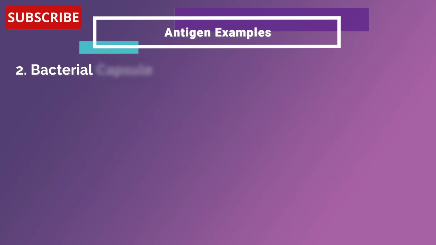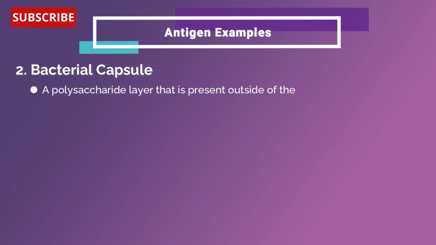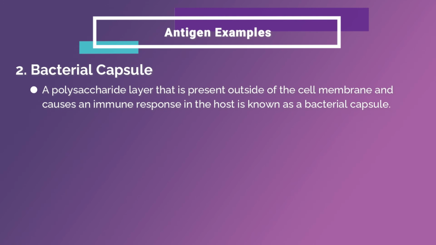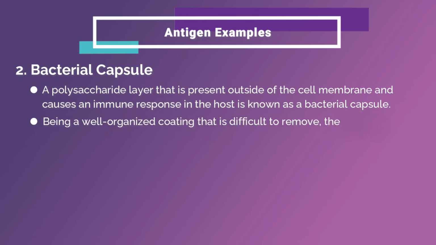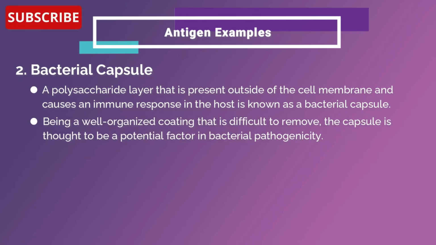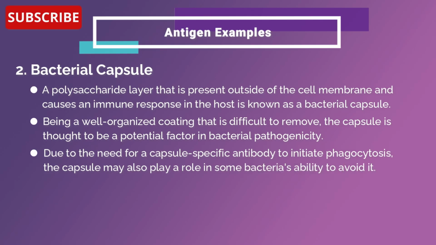Number 2. Bacterial capsule. A polysaccharide layer that is present outside of the cell membrane and causes an immune response in the host is known as the bacterial capsule. Being a well-organized coating that is difficult to remove, the capsule is thought to be a potential factor in bacterial pathogenicity. Due to the need for capsule-specific antibody to initiate phagocytosis, the capsule may also play a role in some bacteria's ability to avoid it.